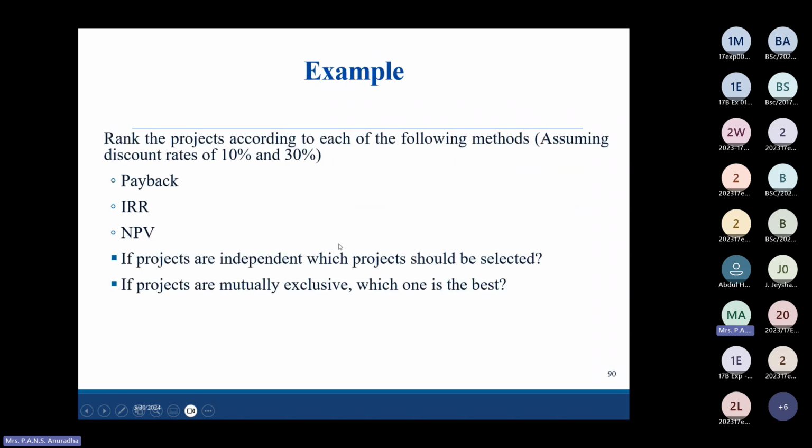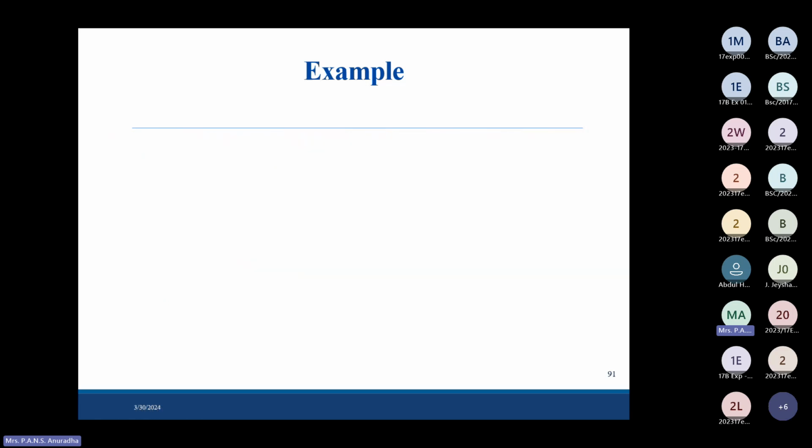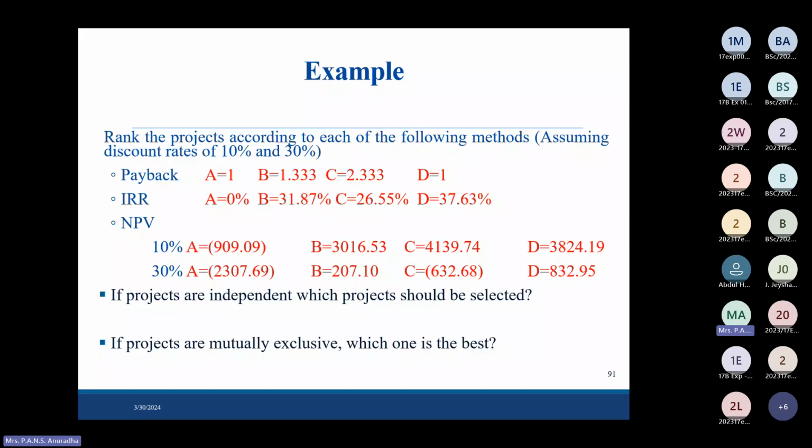Then if projects are independent, which project should be selected? If projects are mutually exclusive, which one is the best? Based on these calculations, you have to answer these questions. I'm not going to consume the time on calculations, so I will give the answers. You can do this later. So these are the answers for these calculations.